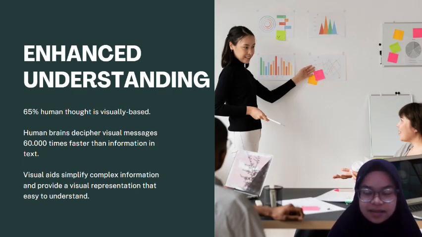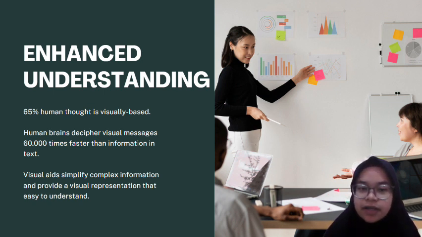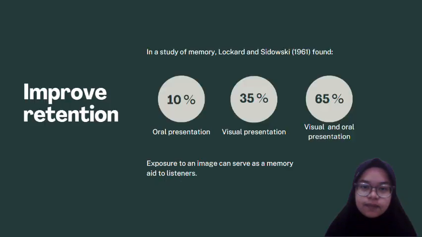Enhance understanding. About 65% of human thought is visually based. In fact, human brains decipher visual messages about 60,000 times faster than information written in text. Visual aids help to simplify complex information and provide a visual representation that can be more easily understood by the audience. They can also help to reinforce key points and emphasize important information.